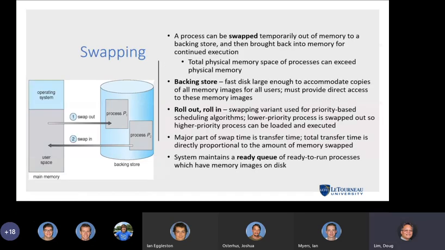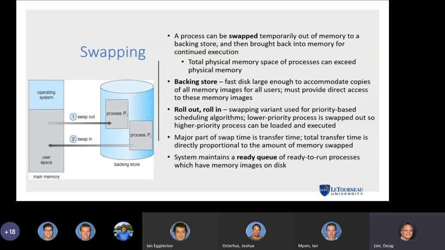So swapping is the process of swapping processes in and out and their memory in and out. So a process can be swapped out temporarily out of memory to a backing store and then brought back into memory for continued execution. So the total physical memory space of a process can exceed the physical memory, and that's because you can swap out a process's memory into a backing store on the disk, and then it can be reloaded back in.